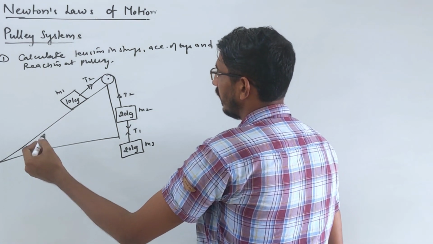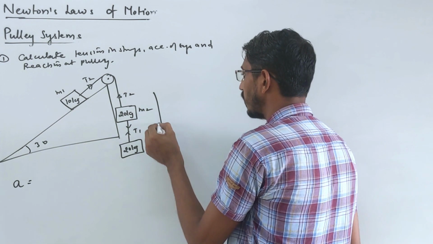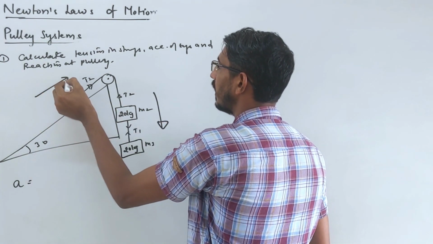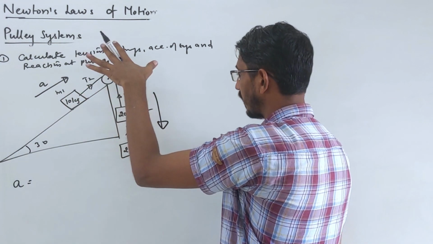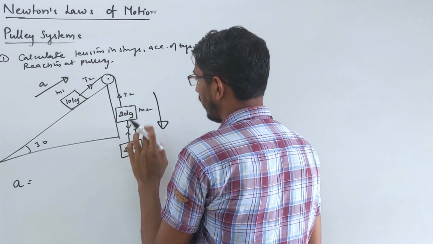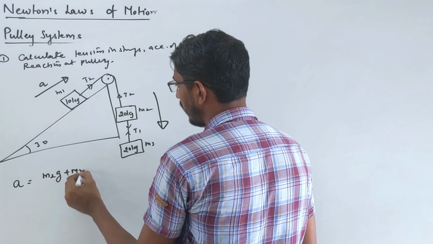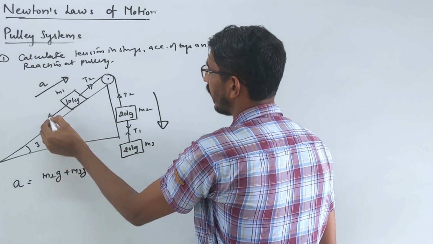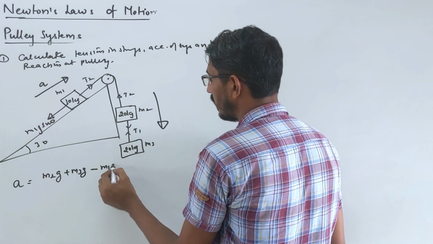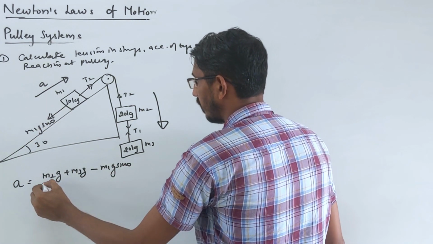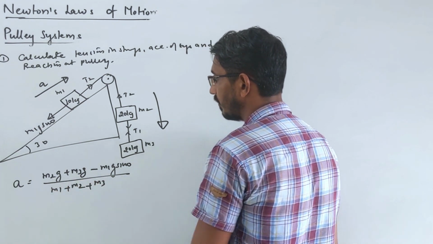Okay, let's calculate. First, calculate the acceleration of the system. You have understood that this system is moving downward, and that's moving along the incline this way. Acceleration A. What is acceleration? The weights which are pulling the system down, these are two weights, so M2G plus M3G. And what opposes this is the component M1G sine theta, divided by the total mass M1 plus M2 plus M3.